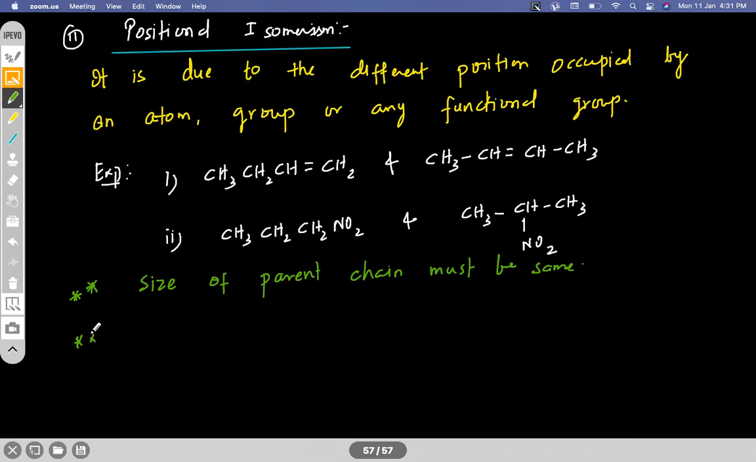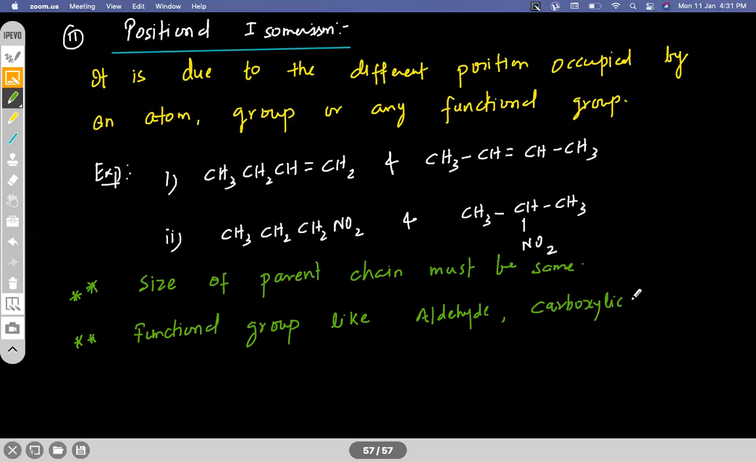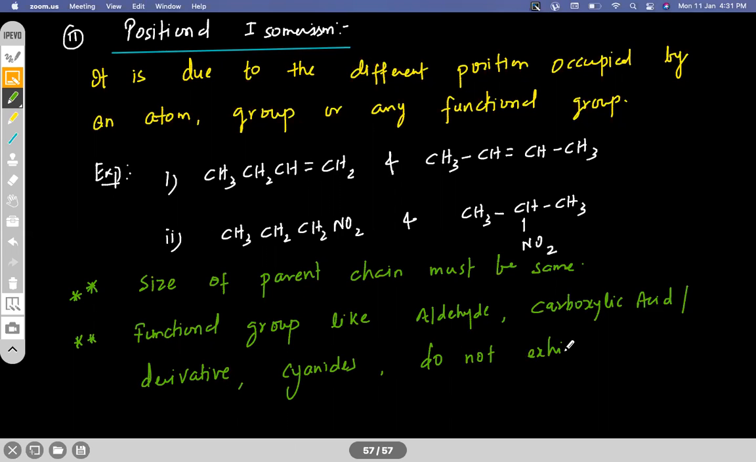Another point you must also write down. Functional groups like aldehyde, carboxylic acid, its derivatives also we can consider, cyanides, do not exhibit positional isomerism. Why, can you tell me?